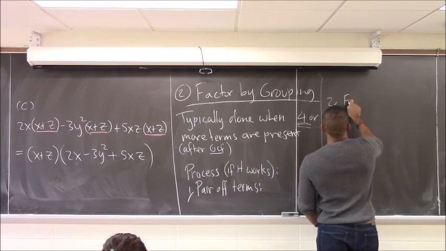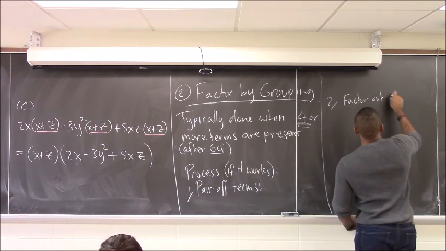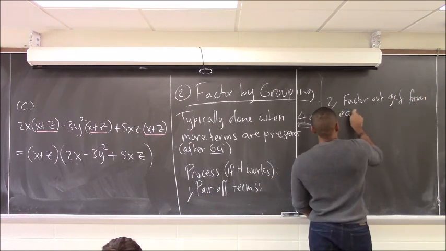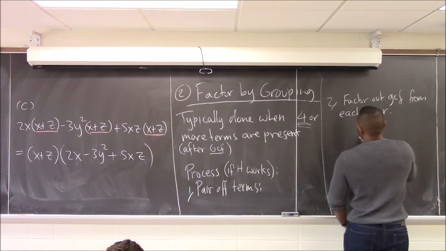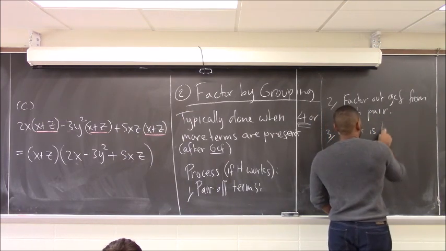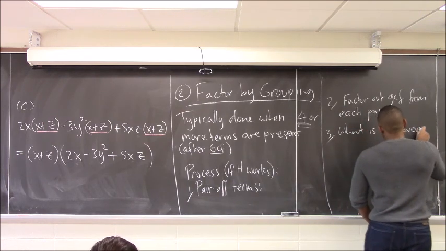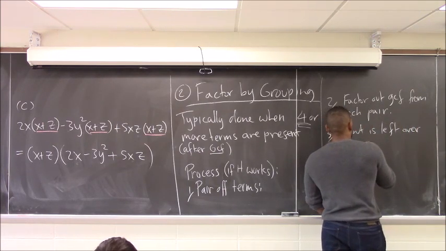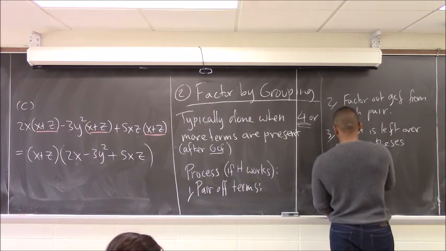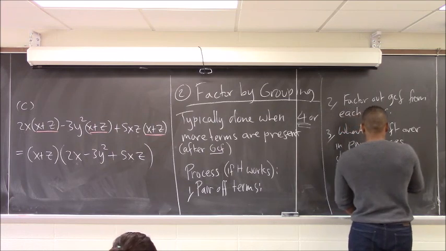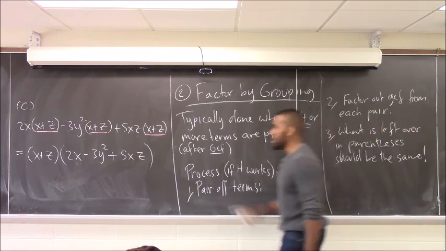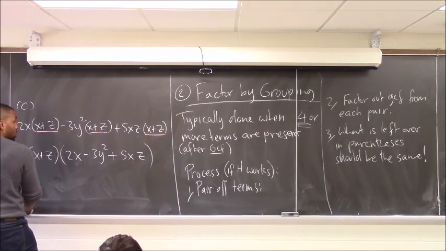2. Factor out GCF from each pair. 3. What is left over in parentheses should be the same. Now, if it's not the same, what it means is that this technique actually wasn't the right one.